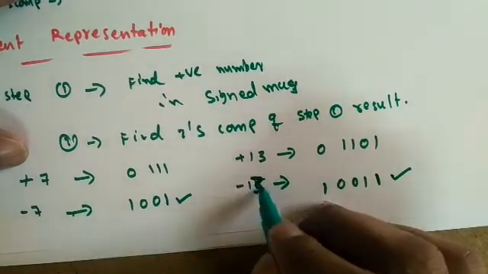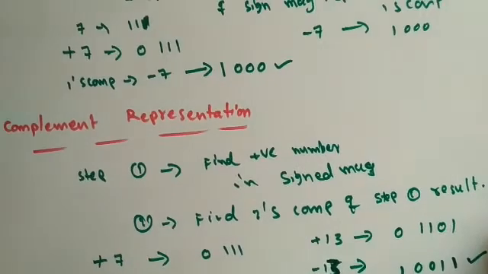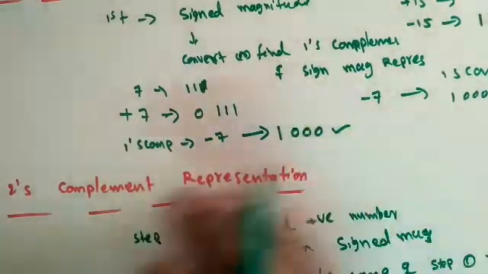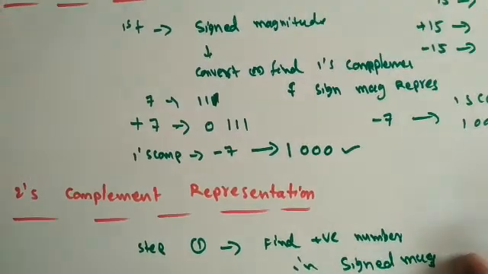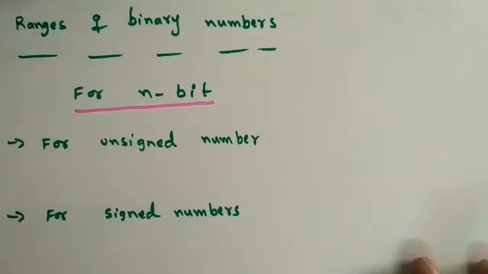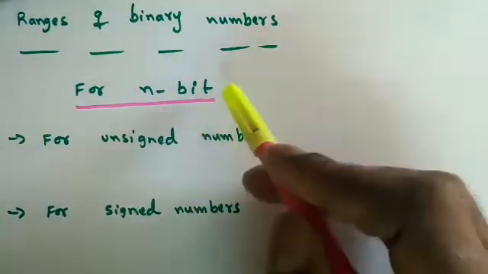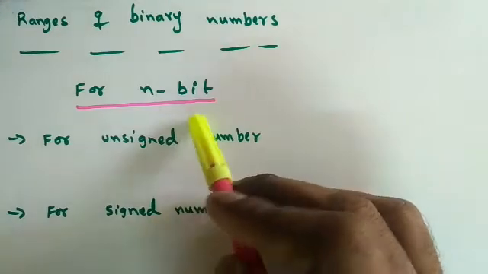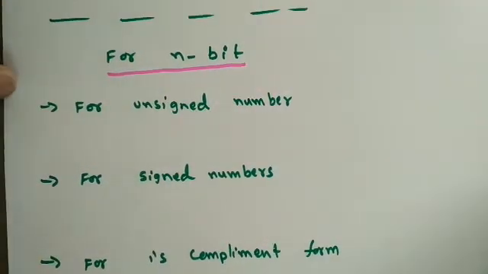Right? So this is about the signed representation. Binary numbers in signed magnitude forms, right? Either plus 7 or minus 7, everything we can represent in signed magnitude forms or signed numbers. Now we'll see what the ranges of these binary numbers are, now that we are representing using signed numbers. For n bits, what is the maximum possible number we can represent? That is the range we need to find.